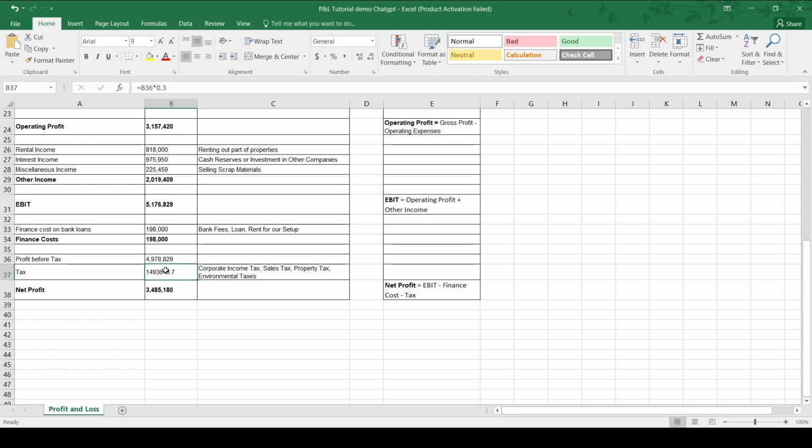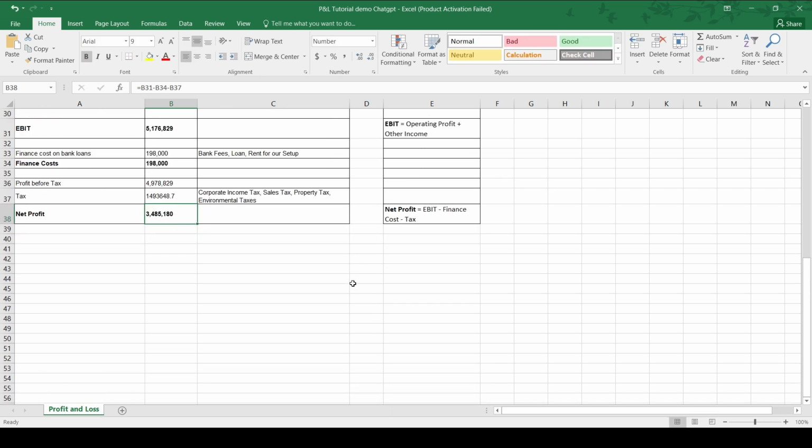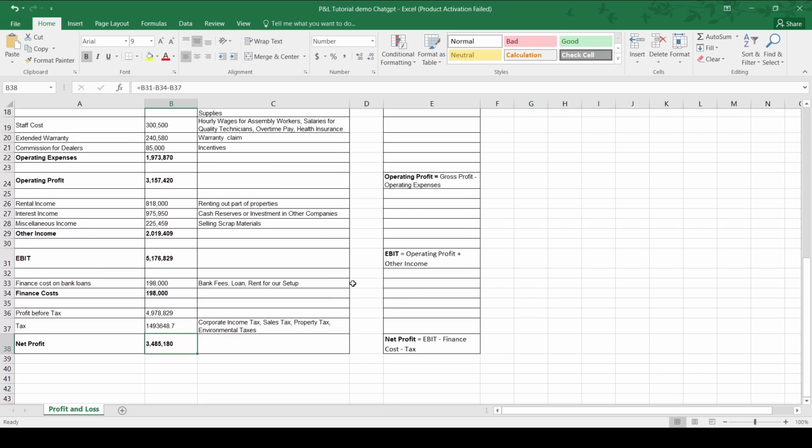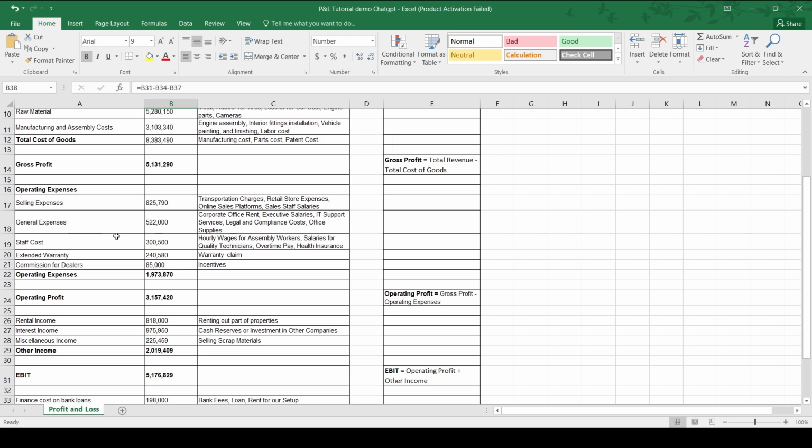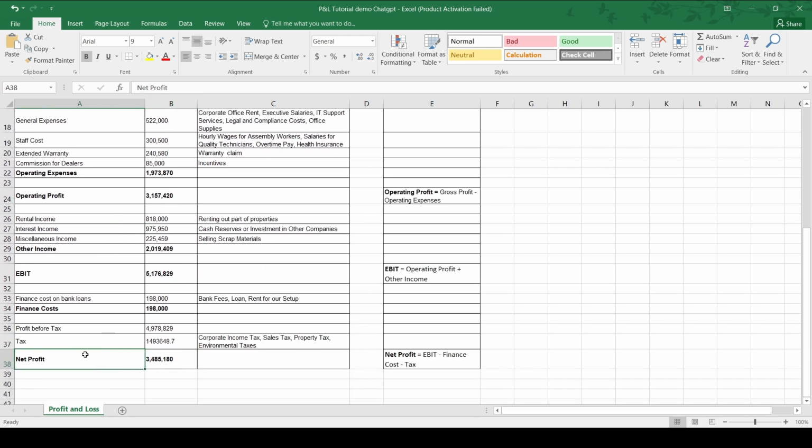Then after deducting the tax from our profit before tax, we get our total net profit. This is the total actual profit of our business that we have made for the year. Here's how you can calculate the net profit. When you subtract tax and finance cost from EBITDA, we get the net profit. In summary, the profit and loss statement provides a clear breakdown of how the car manufacturing business generates revenue and manages its expenses and ultimately earns a profit in the year.